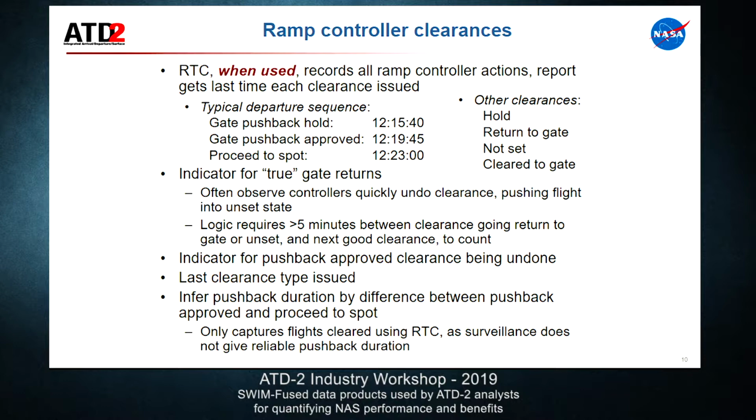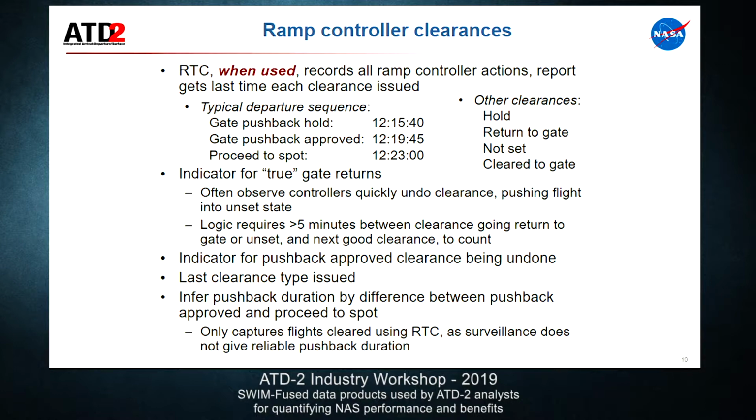We do capture other clearances that are used in the RTC tool. A generic hold, which is usually used for arrivals. Return to gate, if a departure taxis back to the gate, which pops up erroneously sometimes. So we developed an algorithm for what a true return to gate clearance sequence looks like, because sometimes the controllers will tap that option accidentally. It's right next to one they use a lot. We want to make sure that we're not overestimating the number of return to gates there were. Clearance not set is sort of a fallback. Cleared to gate is for an arrival once it has crossed the spot to taxi to the gate.